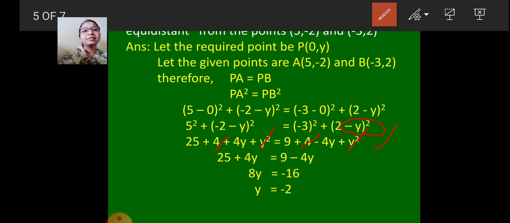4y you cannot cancel because one is positive, one is negative. So now we'll collect y terms together. For that you need to shift this minus 4y on the left hand side. So you will get 4y plus 4y is 8y is equal to 9 minus 25, that is equal to minus 16. So y is equal to minus 16 divided by 8, that is equal to minus 2, right?